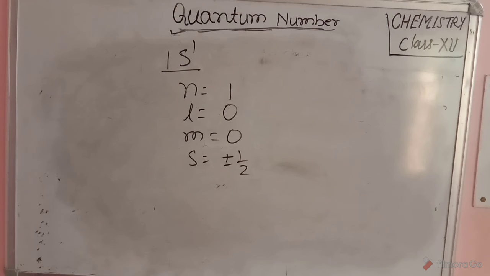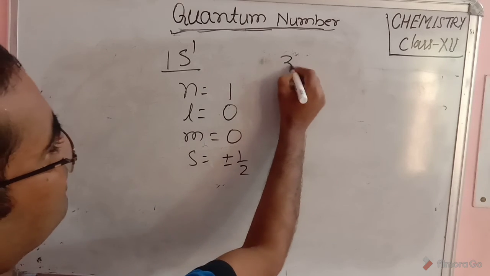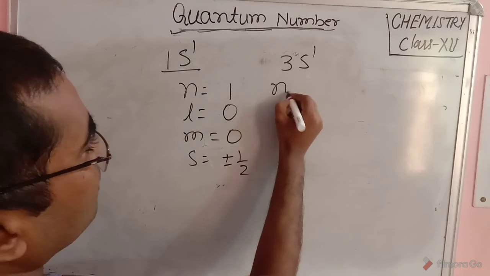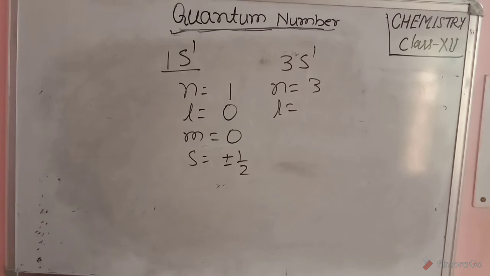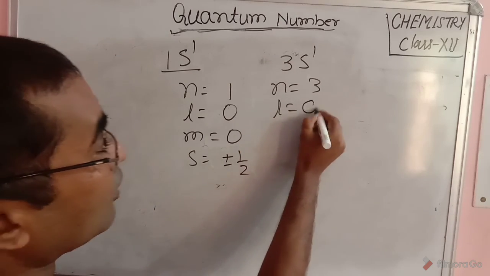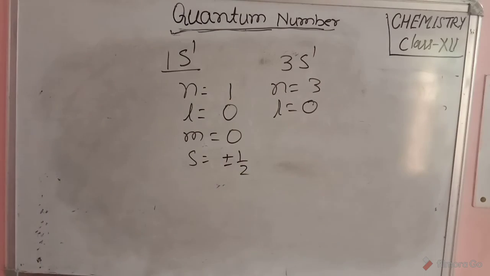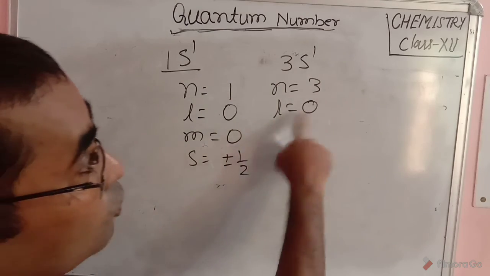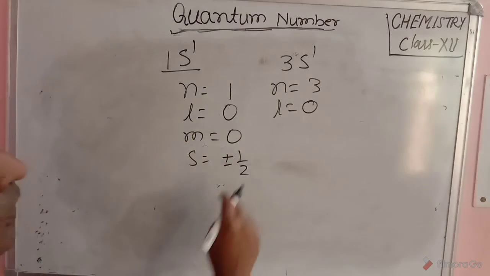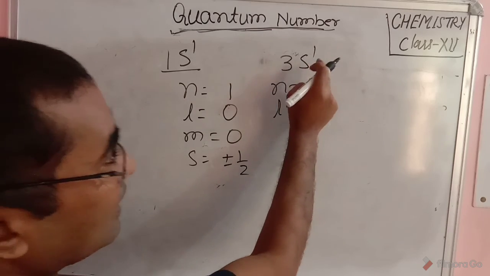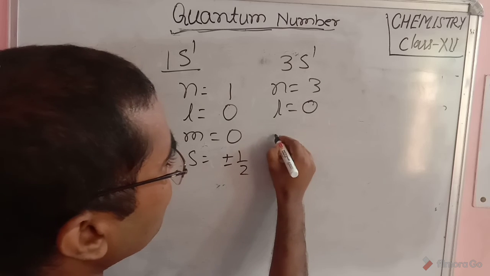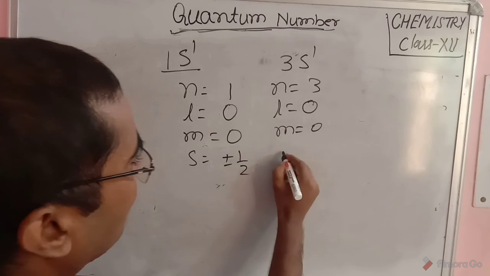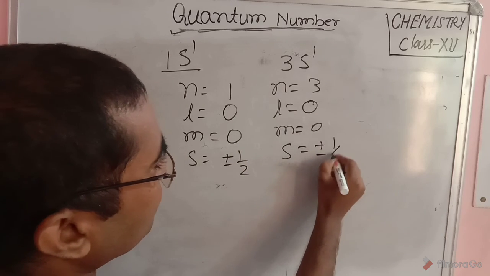Second example I am discussing, let us suppose it's 3s1. N is equal to 3. L will be 3 or 0? 0, because for s, L value will be 0, it will never be 2. For s, L value is always 0, and L is 0, then M will be 0 and S will be either plus minus half.